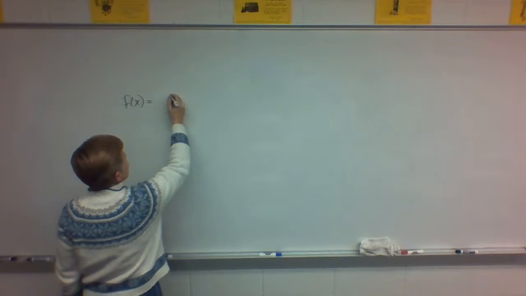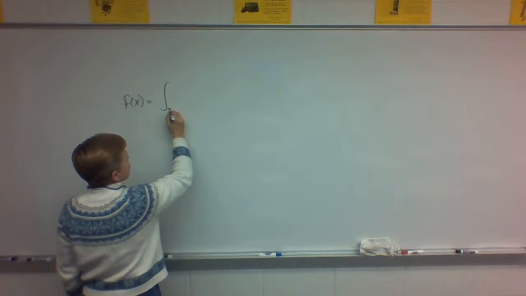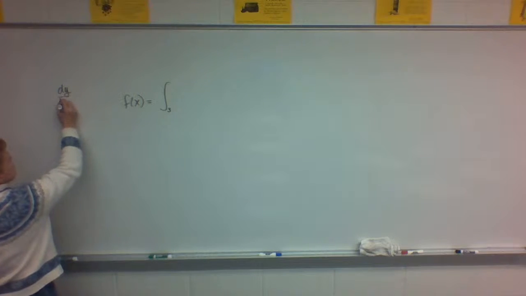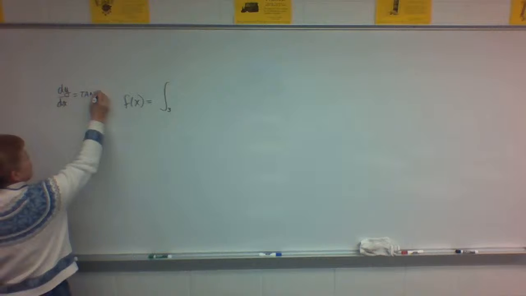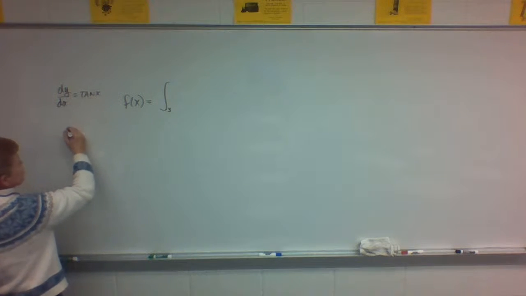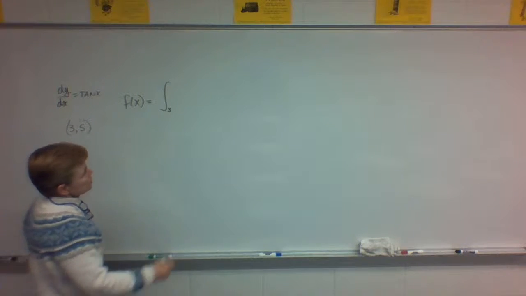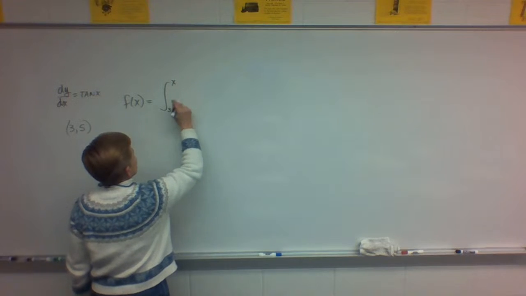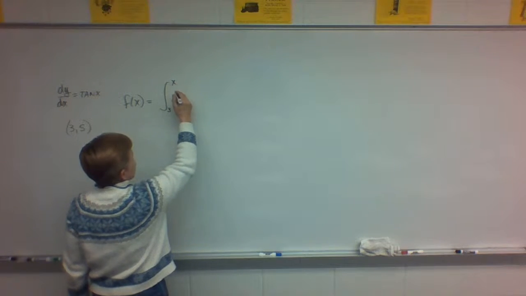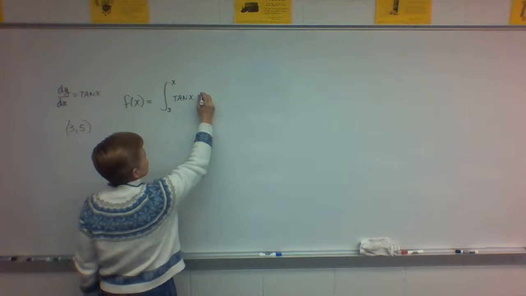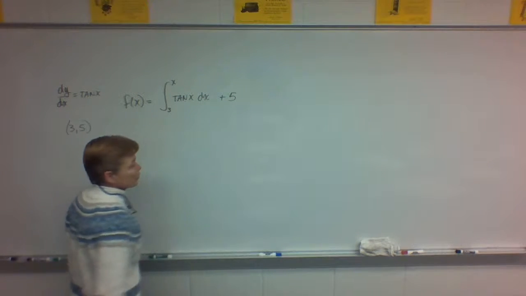Remember, we decided that the function would be the integral from 3, because this is what we had: dy/dx was equal to tangent x. And we wish to write a function whose derivative is this, through the point (3,5). Remember? That was our objective. So we started at 3 and went to x, so that it would go from 3 to 3 when x was 3, so that we'd get a 0. It would be the integral of tangent. And then we just added 5, and that forced it to go through the point (3,5), you recall?